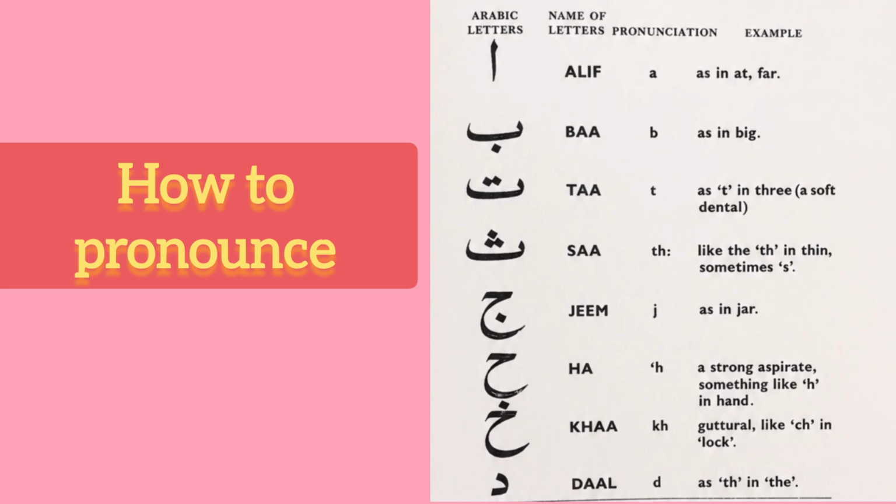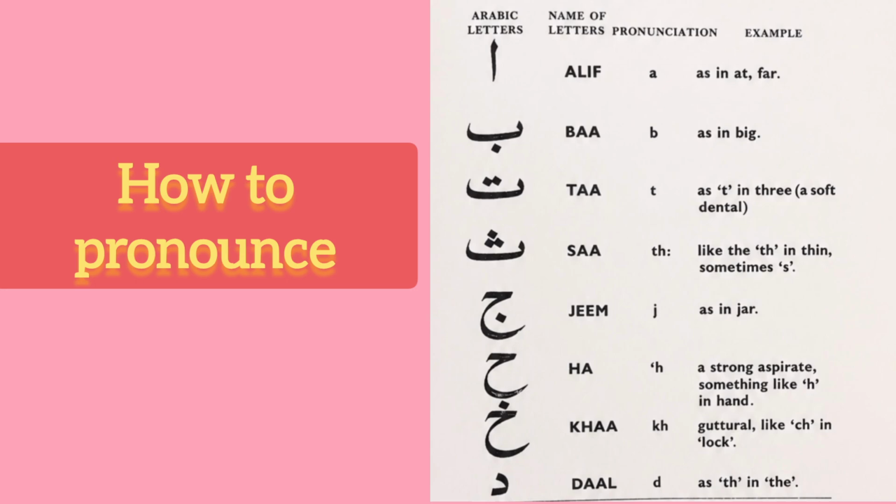Alif, sound A like in apple. Ba, sound B like in big. Ta, like soft T in tea. Tha is like tha. Jim, ja as in jar. Ha, that is strong H from the throat. Kha, sounds kha like Khan.